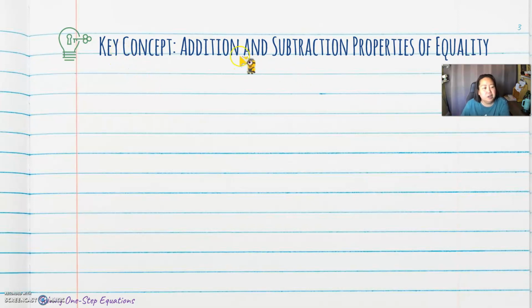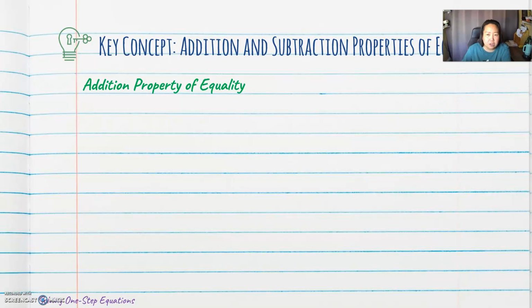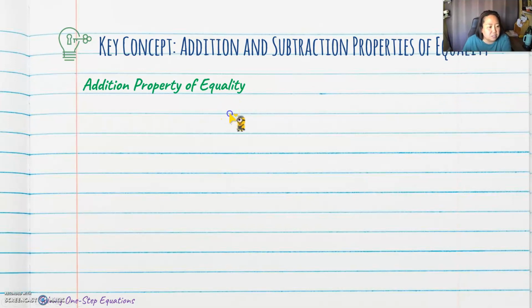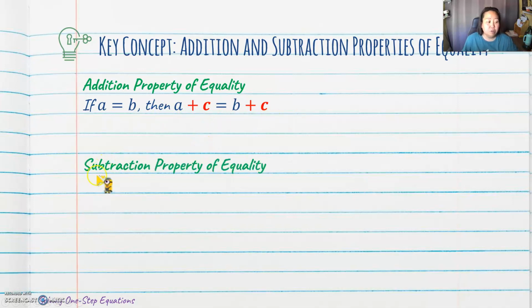So we are talking about addition and subtraction properties of equality. So what do those mean? When we say addition property of equality, it simply means that if you have an equation, let's say A is equal to B, anything that you add to the left side of the equation needs to be added to the right side of the equation to make sure that the equality is maintained. Same thing for subtraction property of equality.